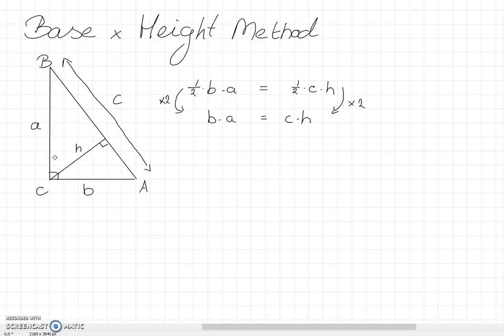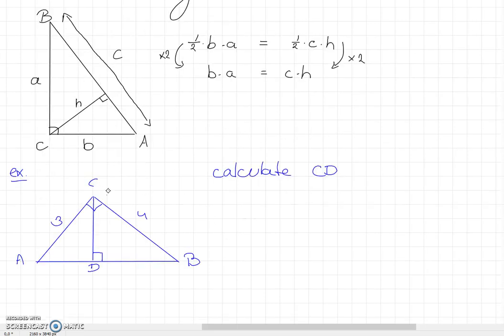Note that this works because vertex C has a right angle, so B and A are base and height, or base and height. If this were not a right angle, then this method does not work, because then B and A would have different altitudes belonging to them. But for a right angle triangle, this is true.